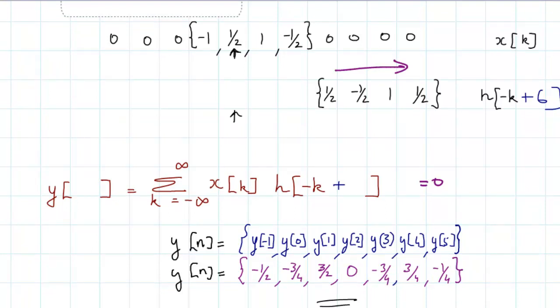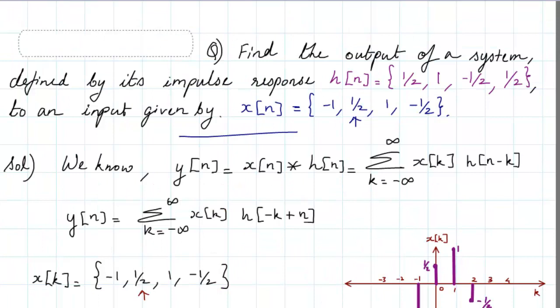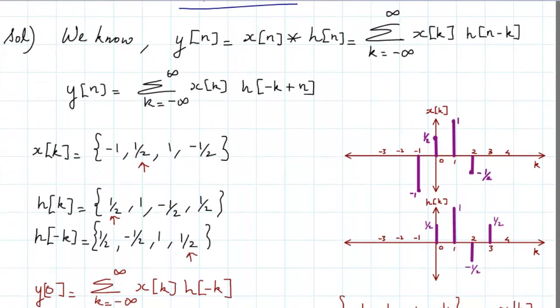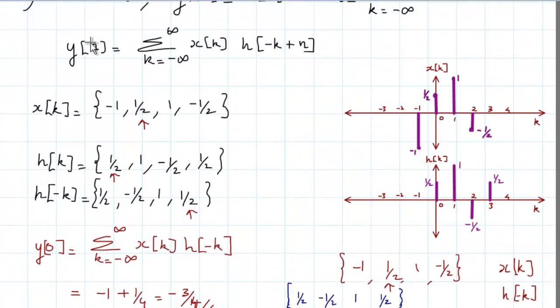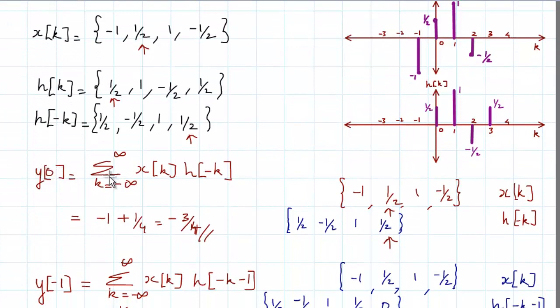Now, how to write this process is important. As it is written here, I have first written what is x of k, h of k, then I wrote what is h of minus k. I have even drawn them. There is no requirement that you have to draw, but if you draw it will be good. And then I will keep on putting the values in this particular equation for different values of n, and I will keep on calculating. So here I have written y of 0. For y of 0, what is the equation? I have written x of k and h of minus k, and then I have done the multiplication, and I have got the value of y of 0 as minus 3 by 4.